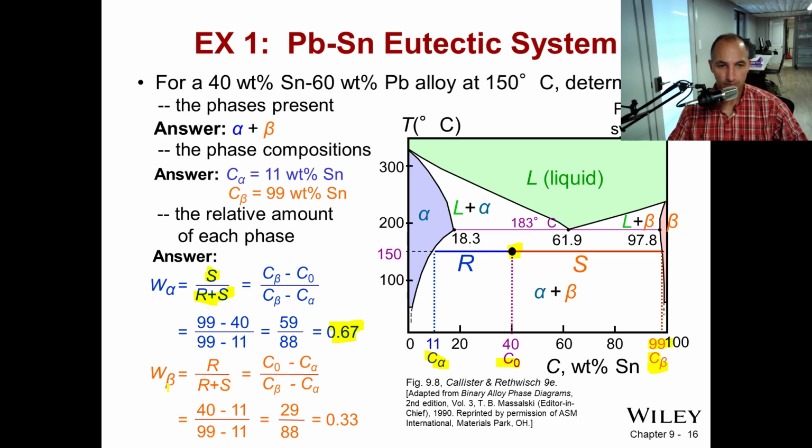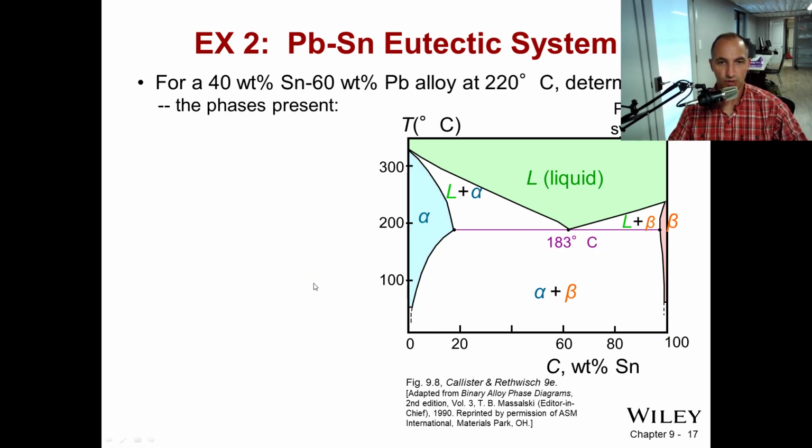Now the weight percent of beta is the length of R over R plus S, which is here. Plugging that in, it would be overall composition minus alpha composition, all over composition of beta minus composition of alpha, and that equals 0.33. Notice, as I said earlier, you only have to calculate one of these two. The weight percent of beta could just be 1 minus 0.67, which is 0.33. And that's how we're going to do it later on. We're going to do that little shortcut.